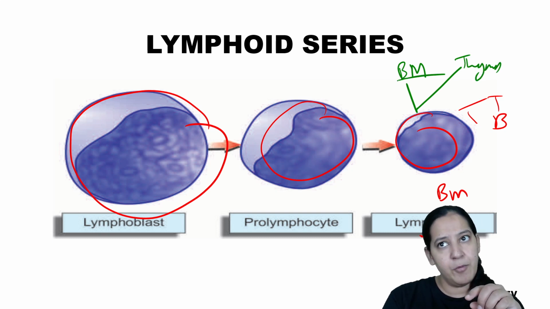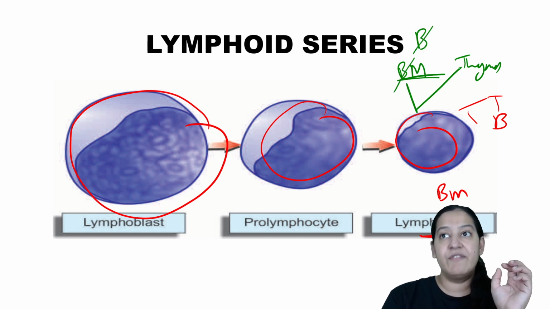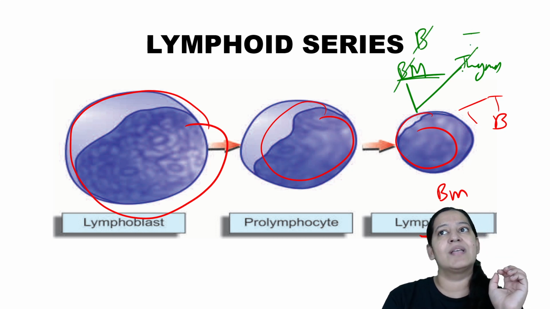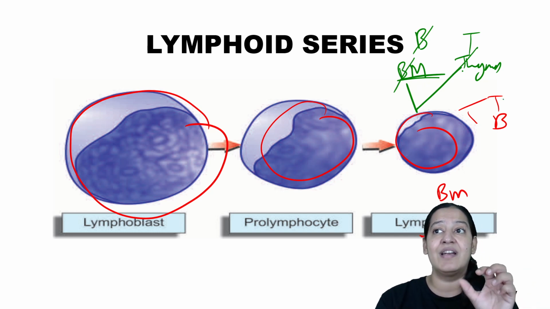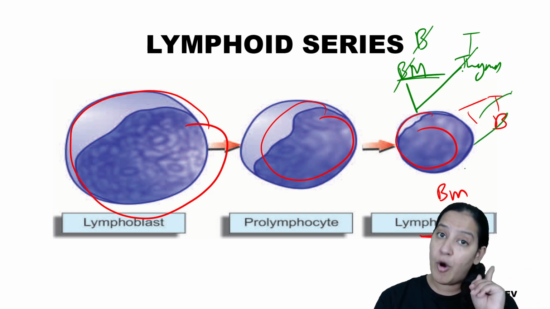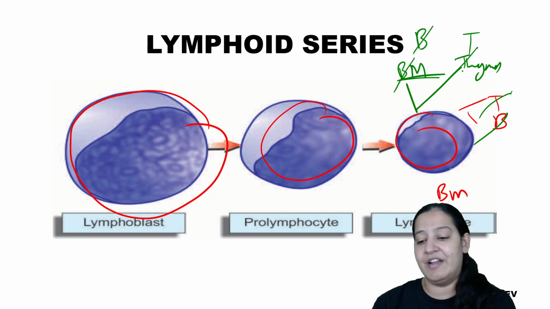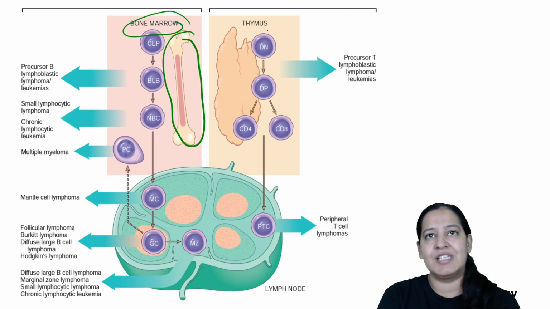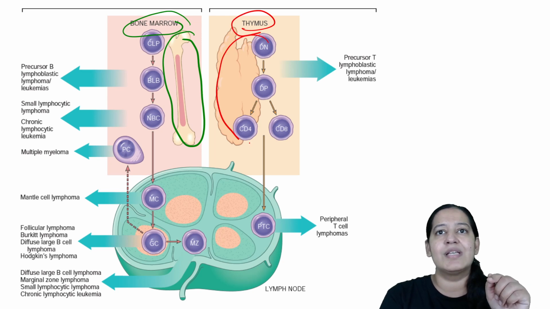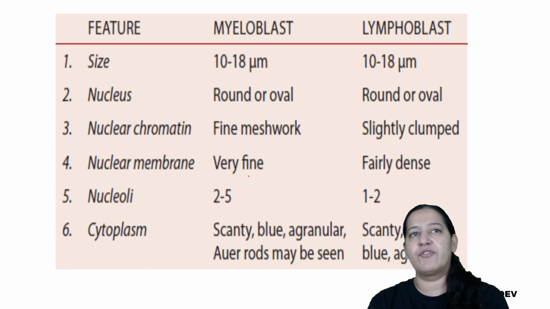If it is remaining in bone marrow for maturation, it is known as B lymphocyte, B for bone marrow. And if it is going to the thymus for maturation, it is known as T lymphocyte. So it is the organ of maturation which decides whether it is a B lymphocyte or T lymphocyte. Formation of both lymphocytes takes place in bone marrow, but maturation takes place in different organs. If maturation is taking place in bone marrow, it is B lymphocyte. If maturation is taking place in thymus, it is T lymphocyte. B and T both will move to the lymph node and ultimately the lymph node structure is formed.